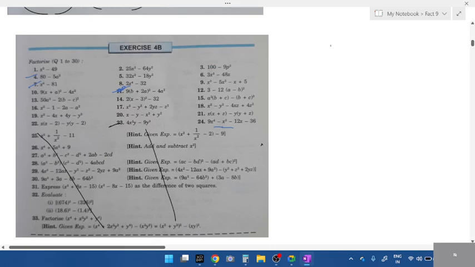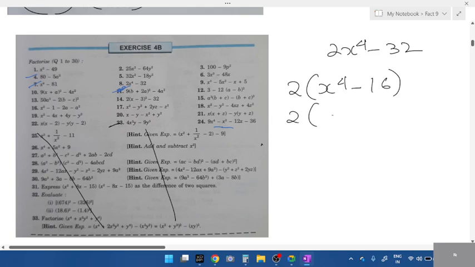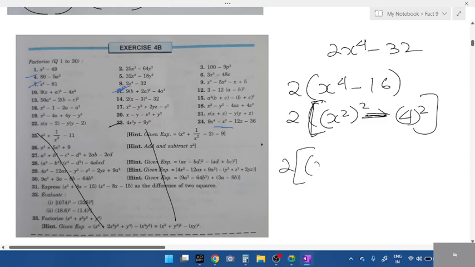Seventh is done. Eighth question, 2 into x to the power of 4 minus 32. What is common? Both are not perfect squares, right? Both are not perfect squares. x to the power of 4 minus 16, right? What is x to the power of 4? How do I write it? x square whole square minus 4 square.